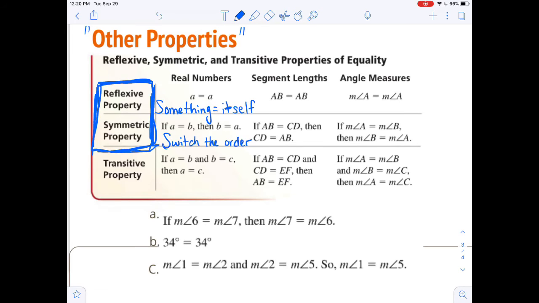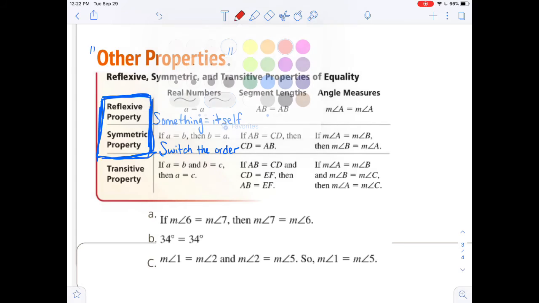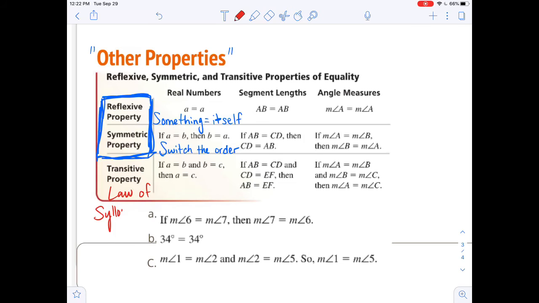And the transitive property is a lot like your law of syllogism. If you remember the law of syllogism from our conditional statements chapter, it was something like, if it's raining, then practice is canceled. If practice is canceled, then I can go to the mall. So, if it's raining, then I can go to the mall. You're connecting several pieces of information into one. Same idea with the transitive property. If A equals B and B equals C, then A equals C.